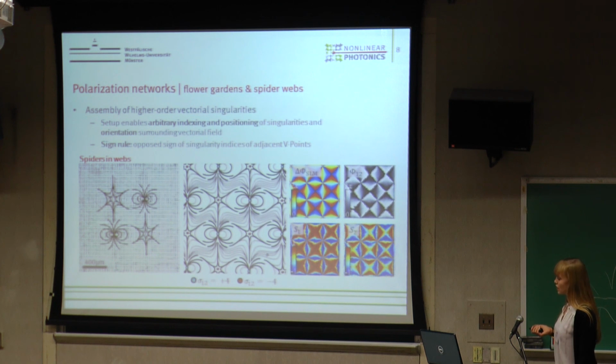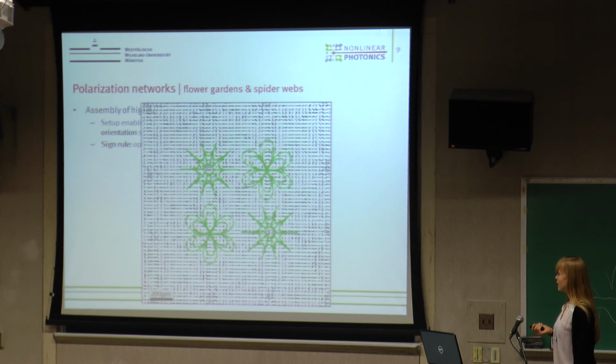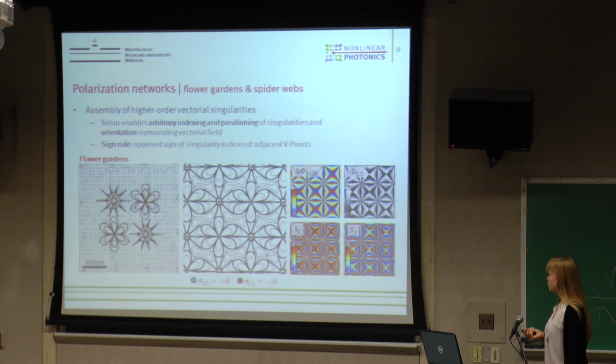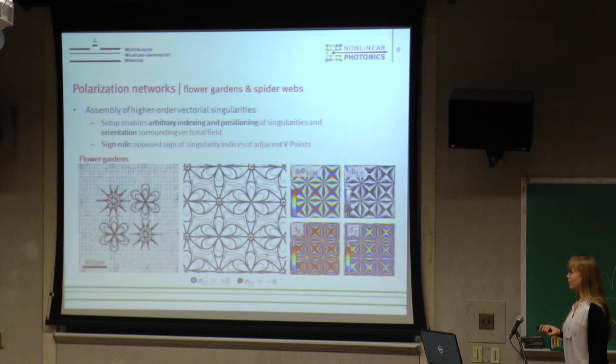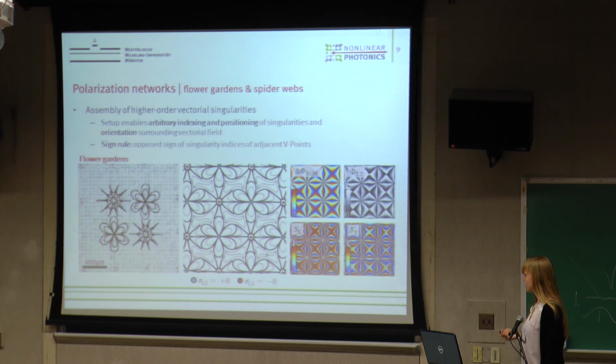So we could also choose to have different other singularities, or not singularities but orders. In this case we have a 6-petal flower and a 10-fold web. Again, we have a square lattice, and this is our measurement of the polarization distribution. And in this case, we have again the alternating signs, and we have some kind of flower gardens. Regarding the case that we don't have spiders, we have again, in this case, complete flowers.